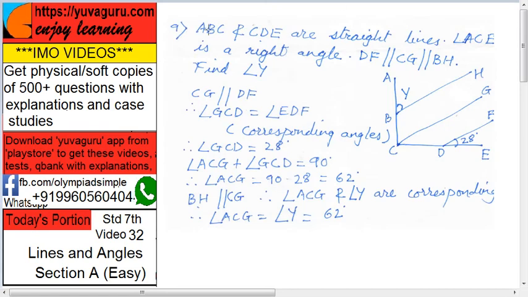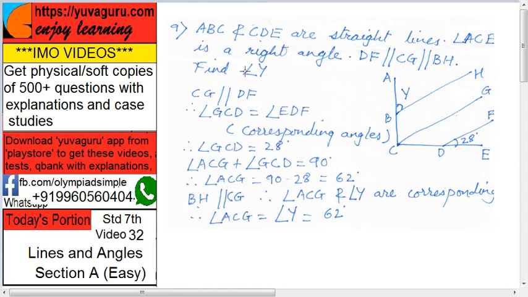Lines ABC and CDE are straight lines. And angle ACE equals 90 degrees. So this is 90, they are at a right angle. DF is parallel to CG is parallel to BH, which means these three lines are parallel.